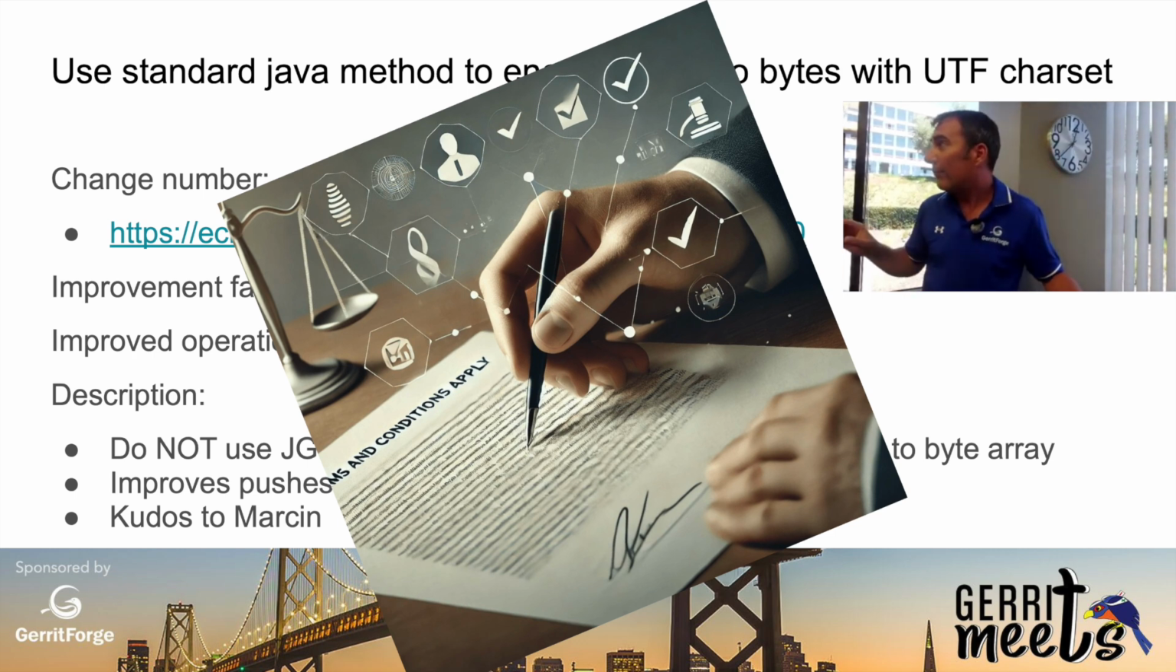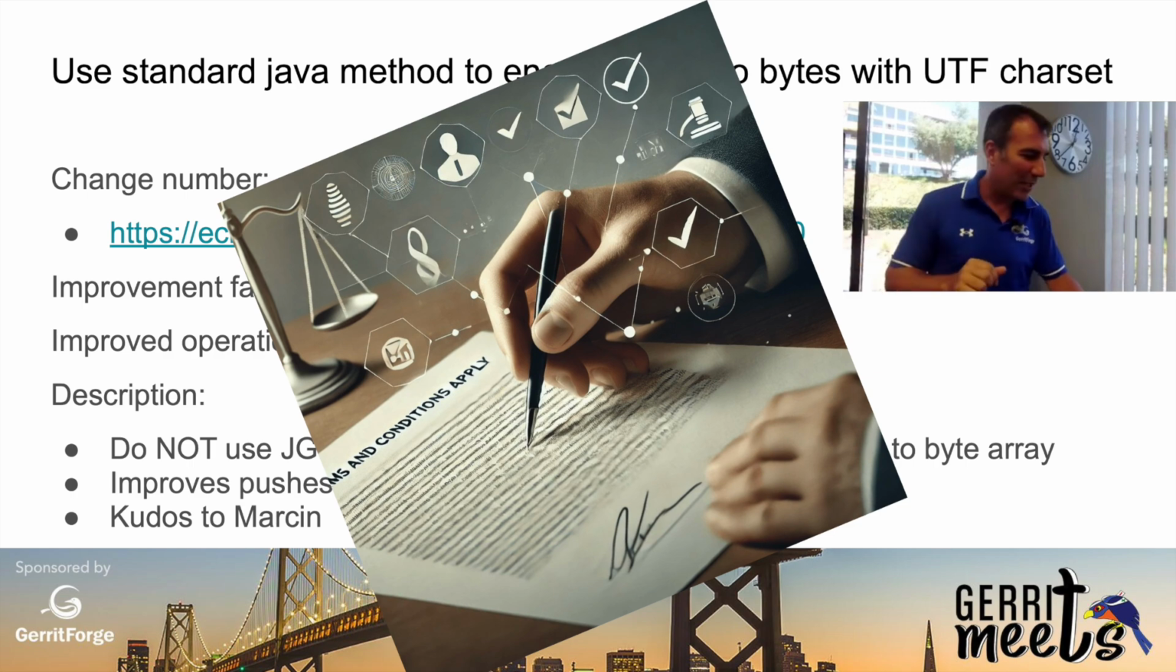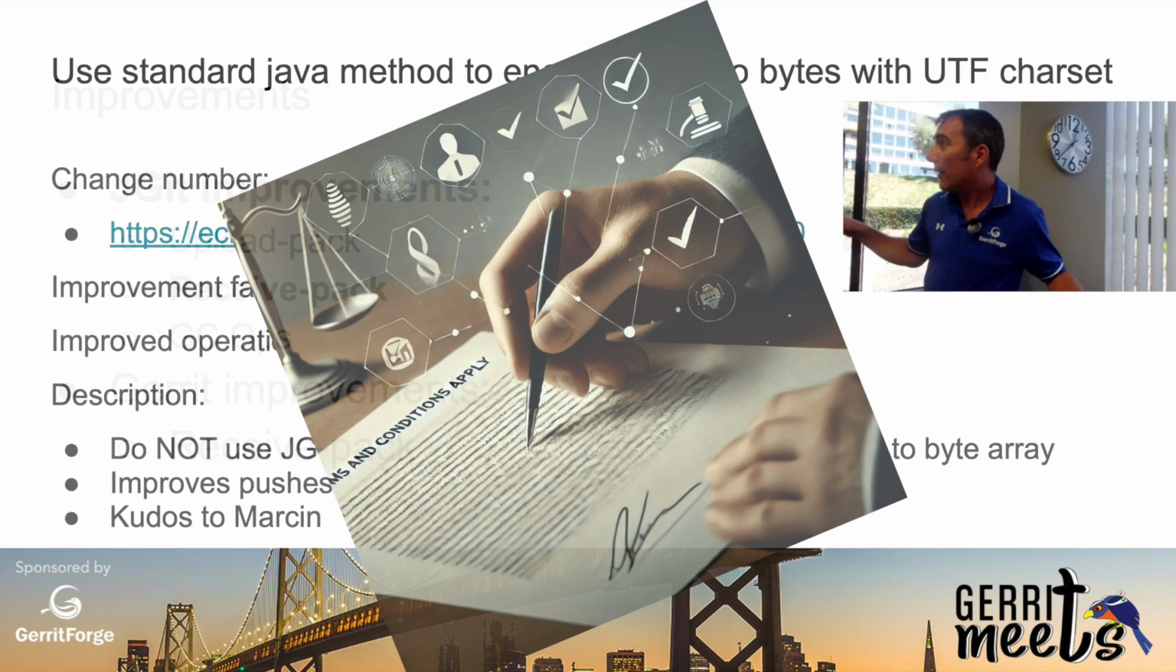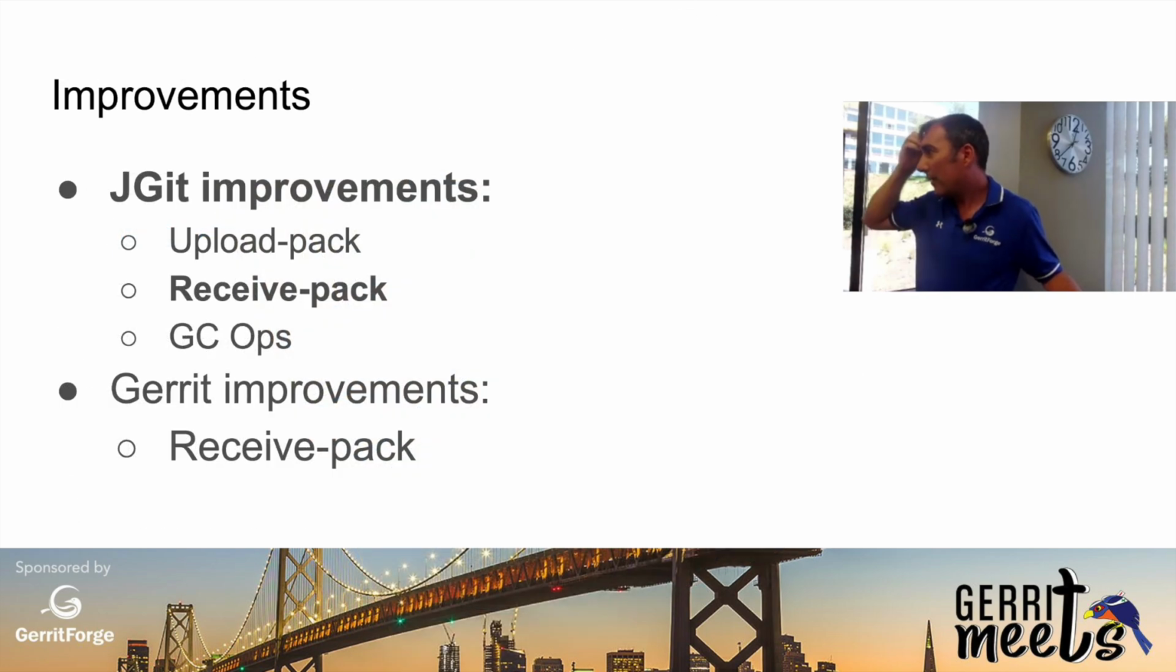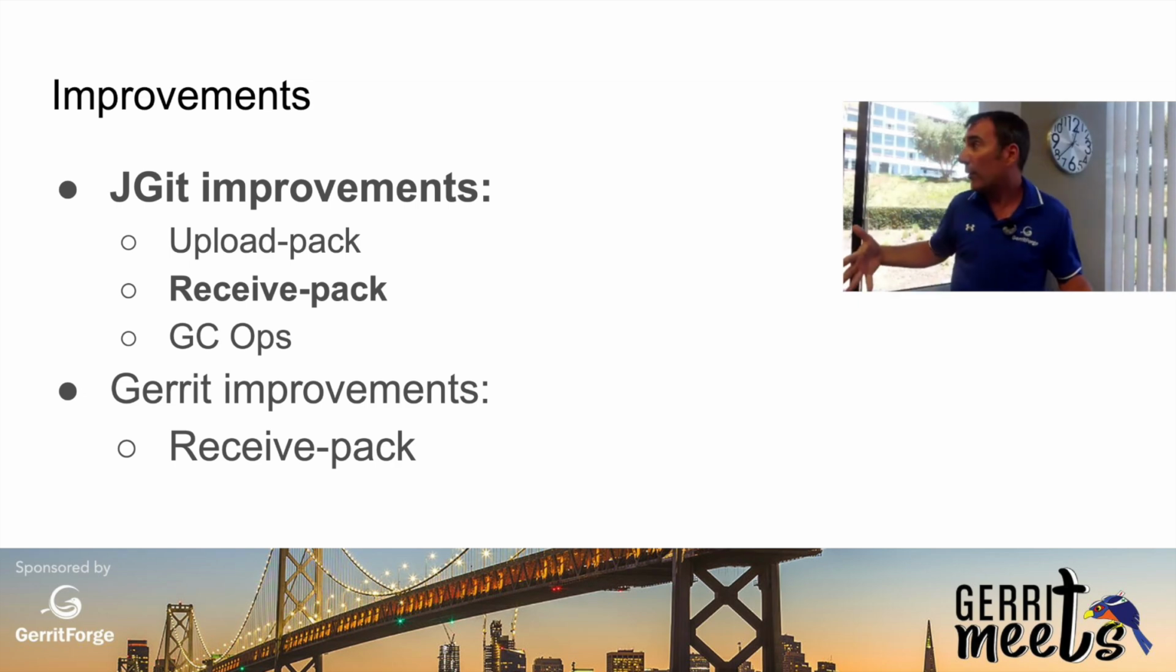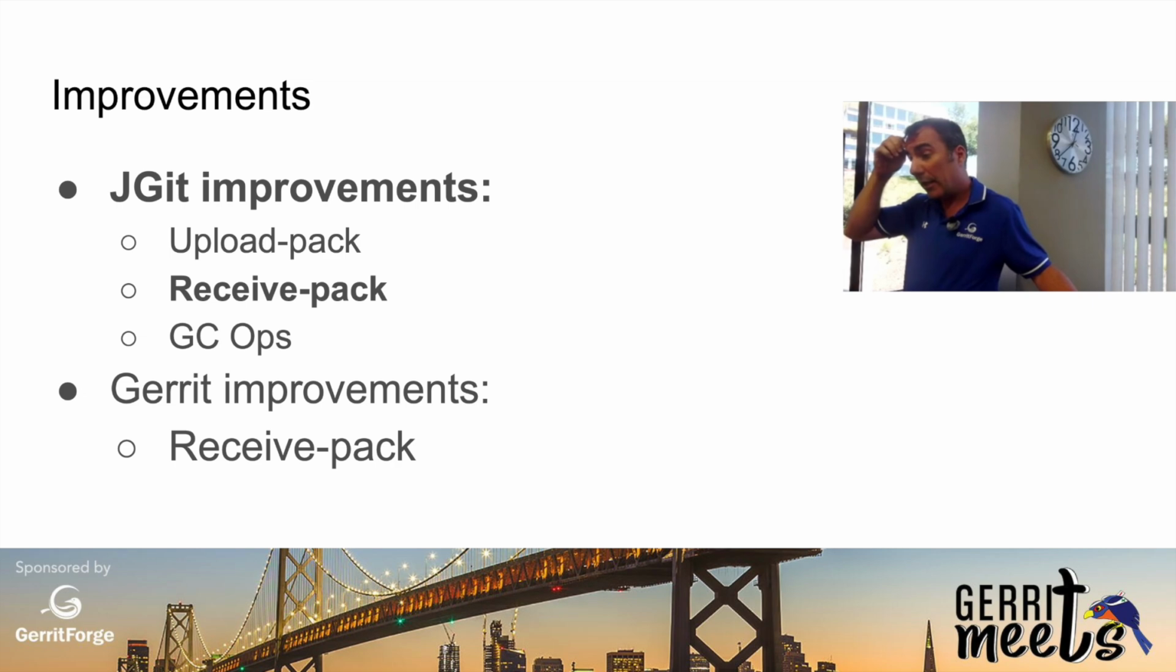So as I said, this change is there, but with some terms and conditions applied. And so this was the last one for the first chapter. The second chapter we're talking about is receive pack. So this is the write side. And Dan has been talking a lot about the read side of Gerrit, not that much about the write side, so not that much about receive pack.